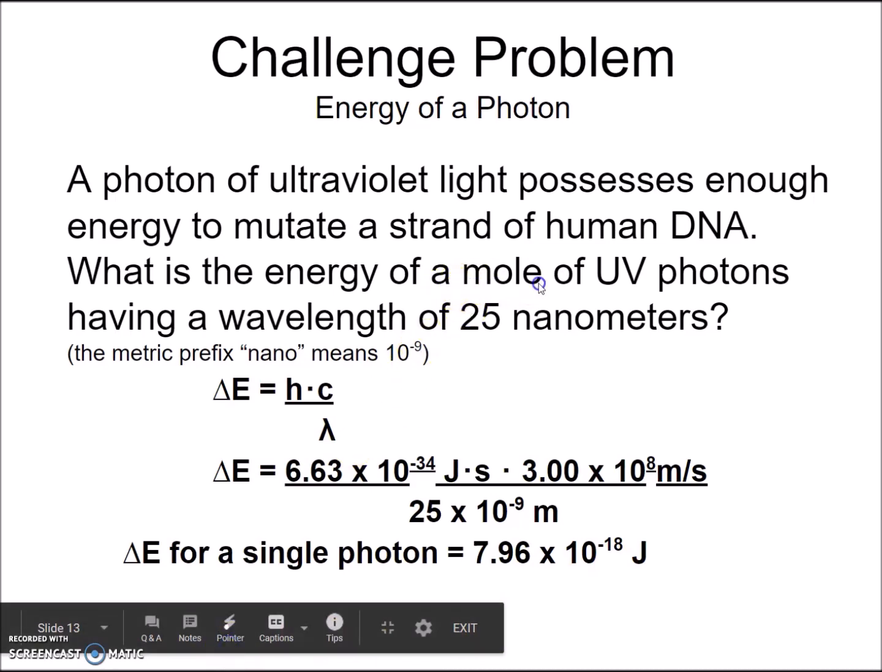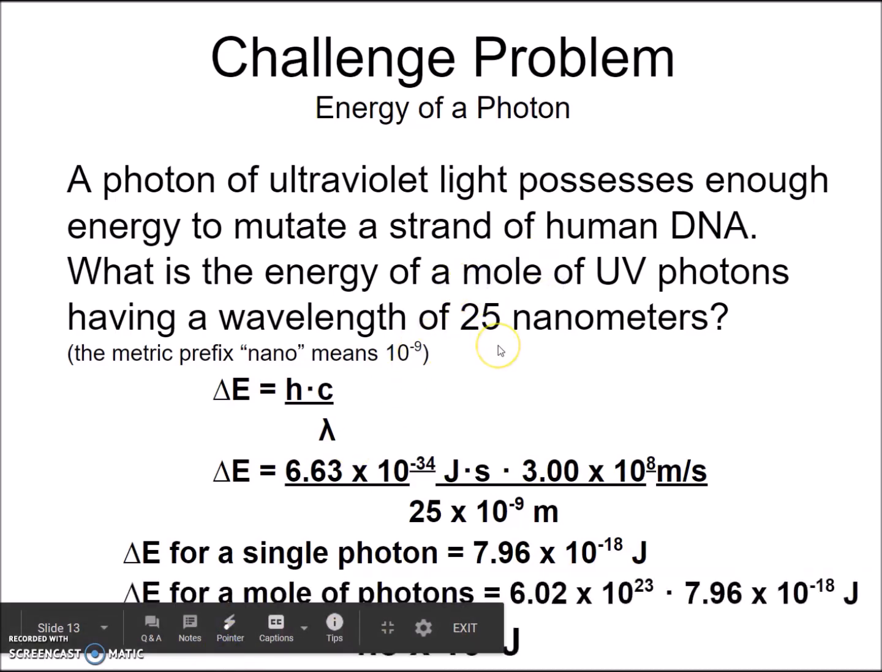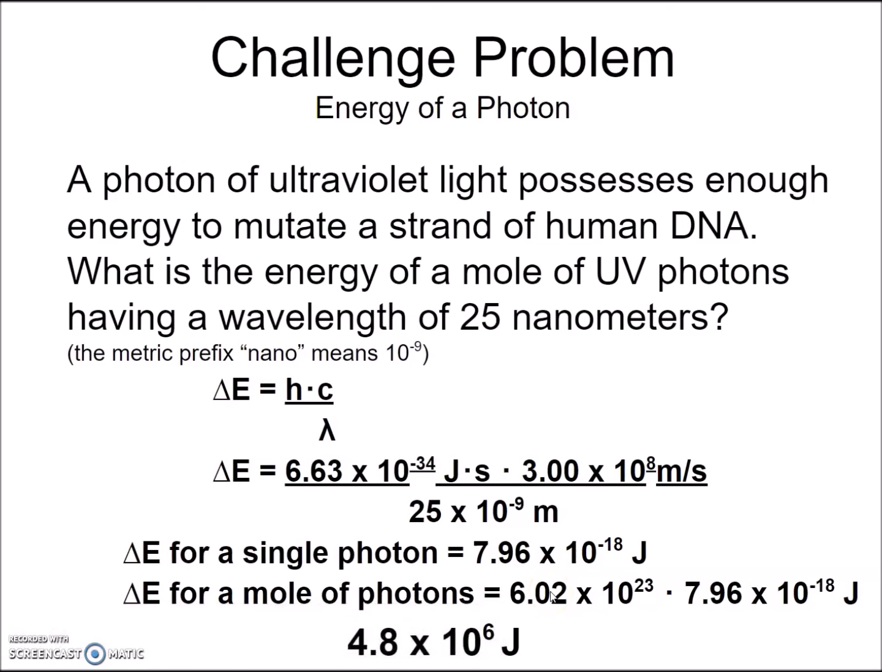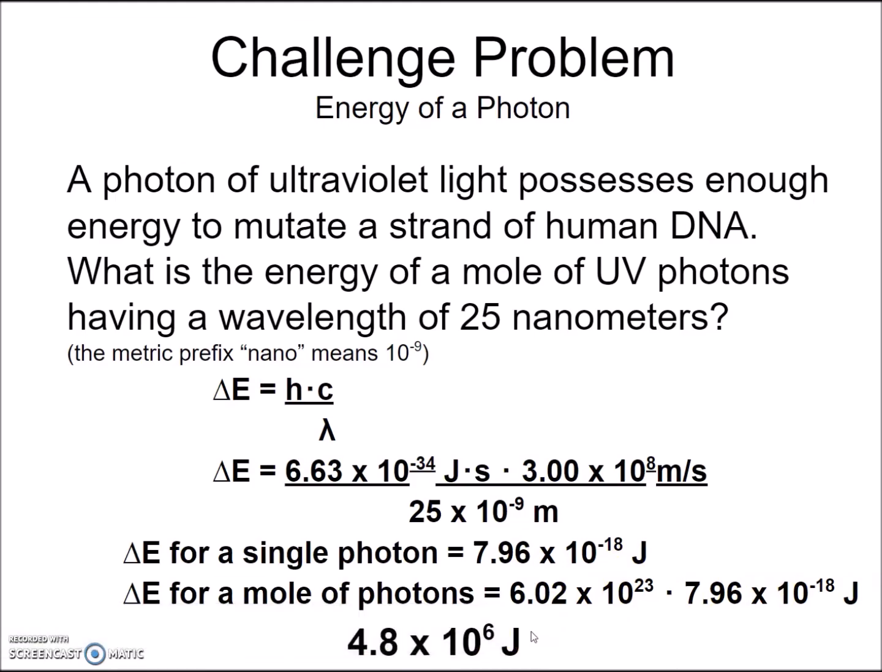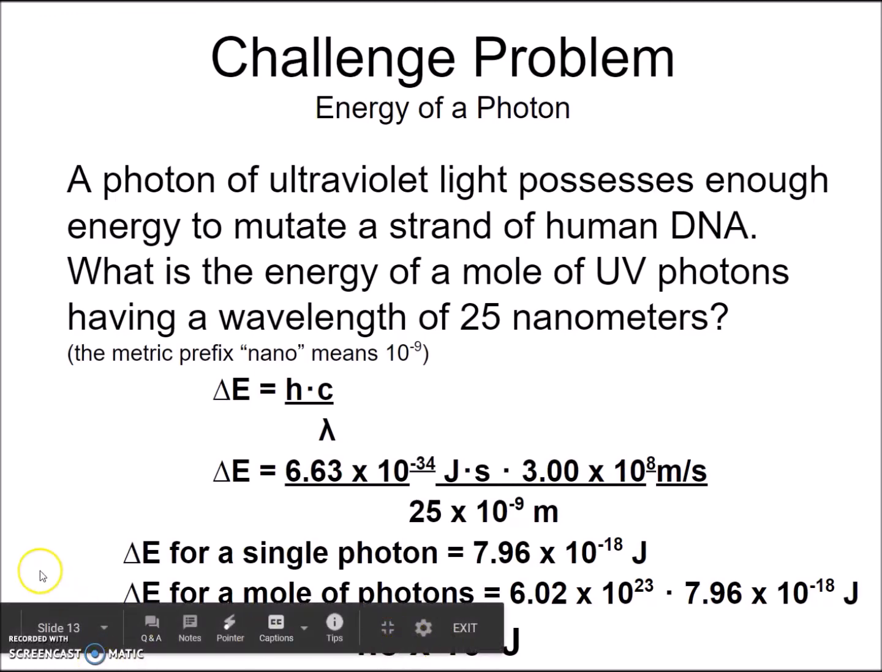This question asked about a mole of photons. A mole can be found by taking Avogadro's number. Do you remember Avogadro's number from earlier in the year? 6.02 times 10 to the positive 23rd times the answer that we had for the energy of the single photon, 7.96 times 10 to the negative 18th, gives us a final answer of 4.8 times 10 to the positive 6, or 4.8 million joules. That's a lot of energy.